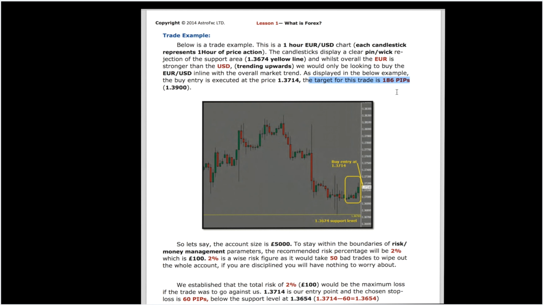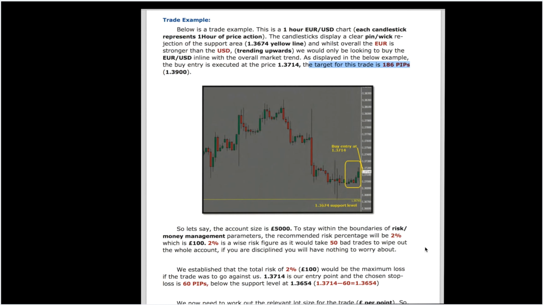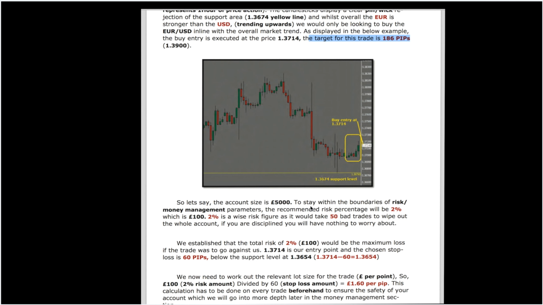So in this case, I've weighed up the trend. I've looked at the weekly, I've looked at the daily. We can see higher highs, higher lows. The next key level barrier is 1.4, and it's around 186 pips away from the current market price. So what I'm going to do in a moment, I'm going to pull up the whiteboard again. So let's say the account size is 5,000.